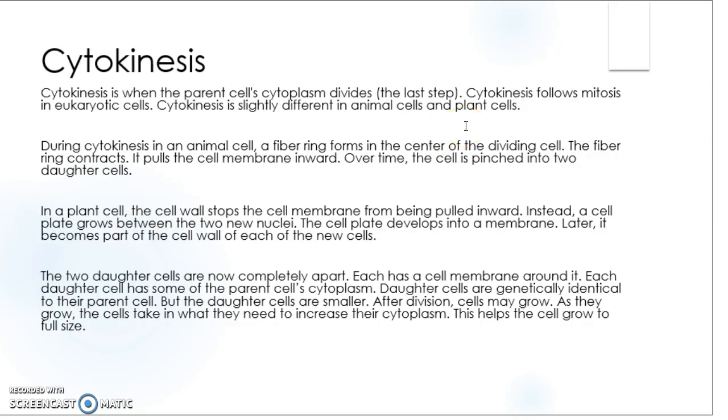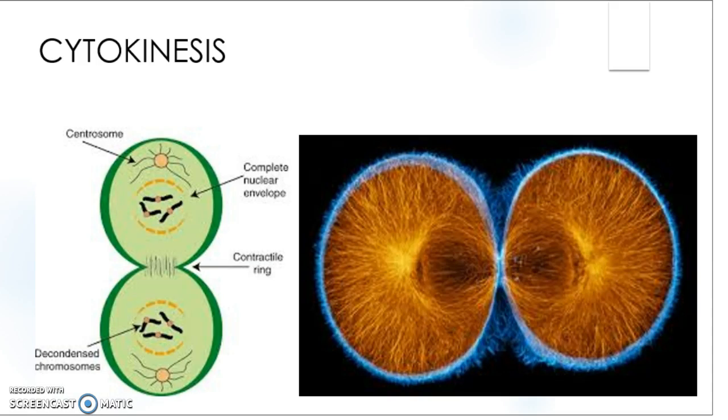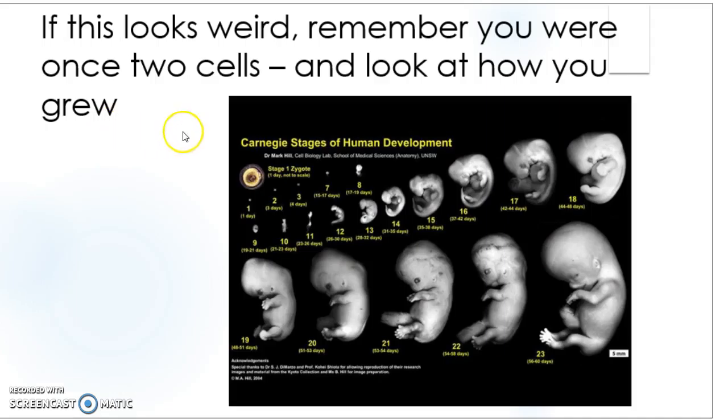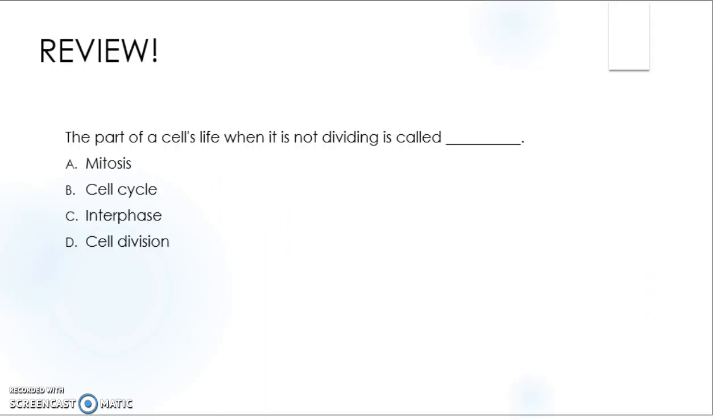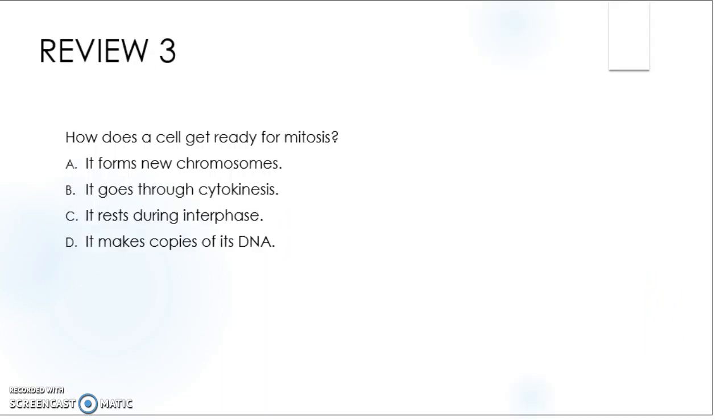So one more here. Cytokinesis, the last step when it divides and totally splits up. So basically, that's when we get this last one. It becomes something new. If this looks weird, remember you were once one cell, then two cells, doubling till you got to 100 trillion. So beyond that, we'll have some review questions.